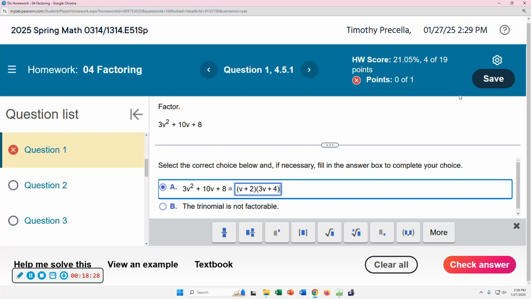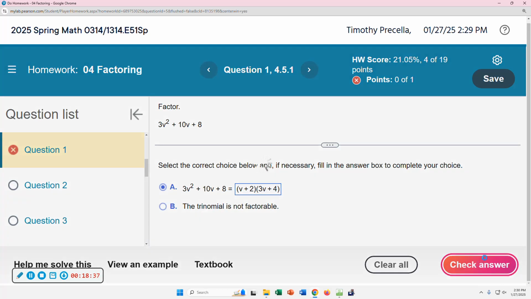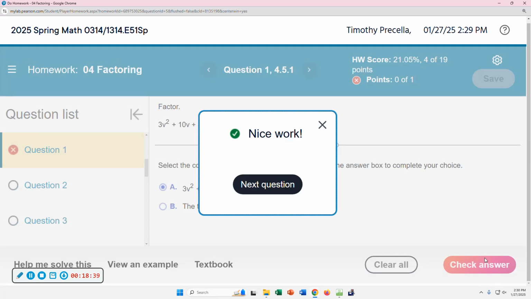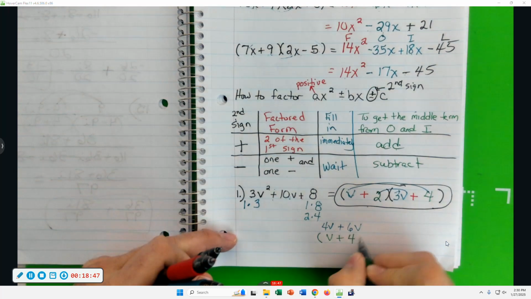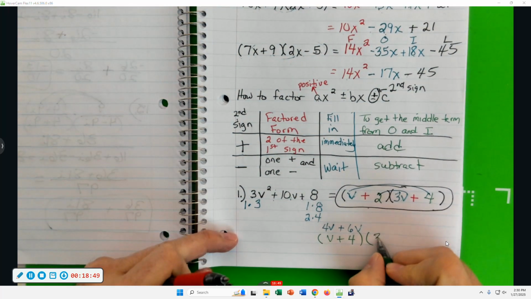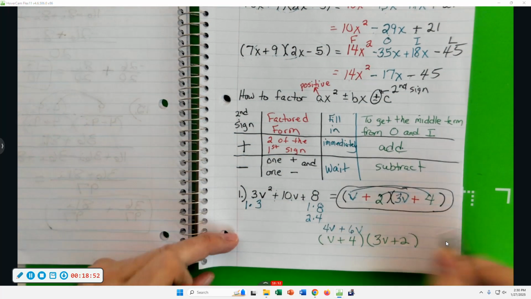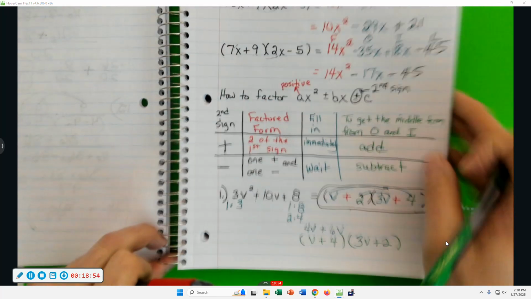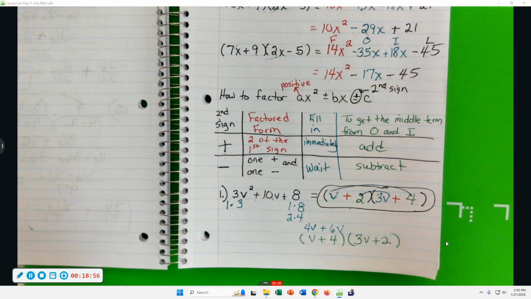It doesn't matter which set of parentheses you write first. I could have typed in the 3v plus 4 first, and then the v plus 2. But when you foiled it out, you would still get 3v squared plus 10v plus 8. Now, hopefully it's clear to you that if I'd done this, this answer right here would be wrong.